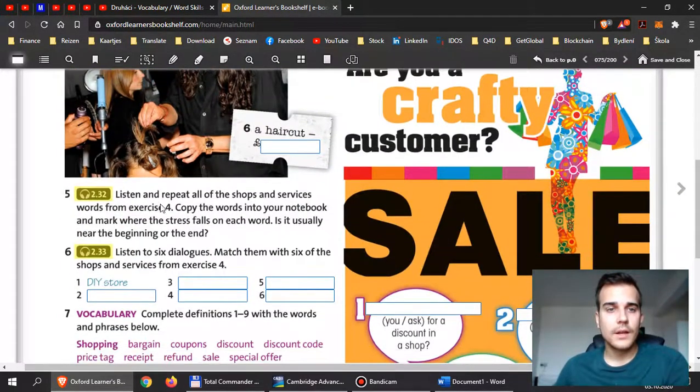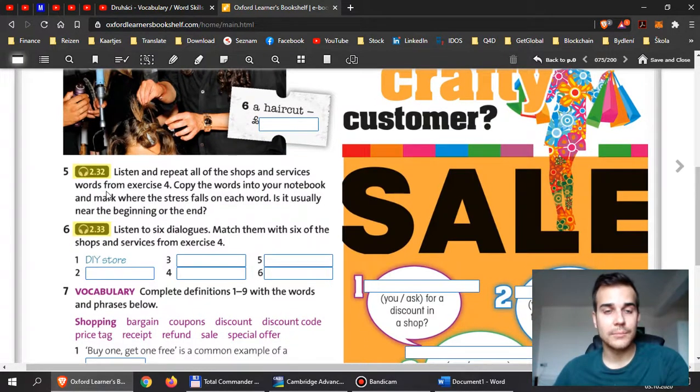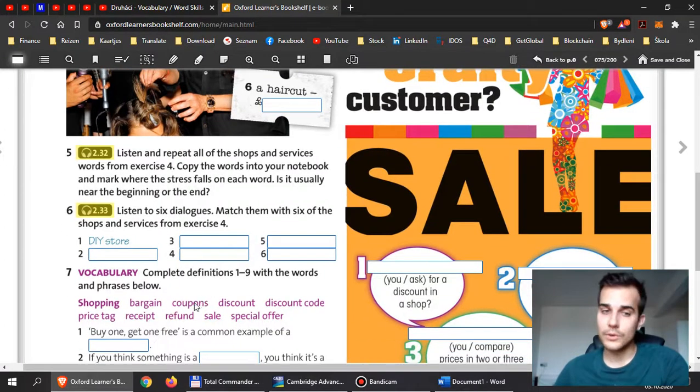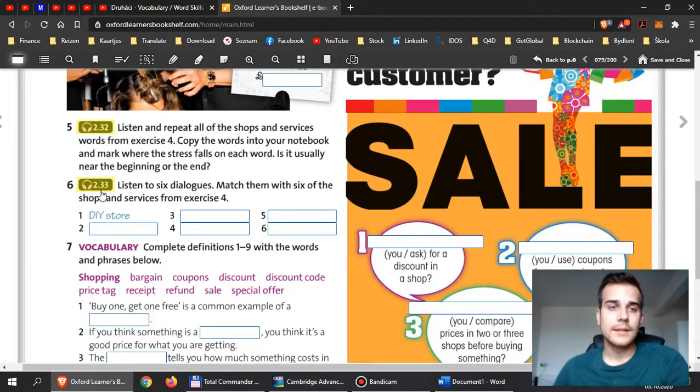Okay, now on the next page you will find this listening here. Listen and repeat all of the shops and services words from exercise 4. I want you to just practice the pronunciation, but personally I cannot check that. So if you don't do it, I mean, it's your choice, right? But I suggest you should try pronouncing those words correctly. It's very important.